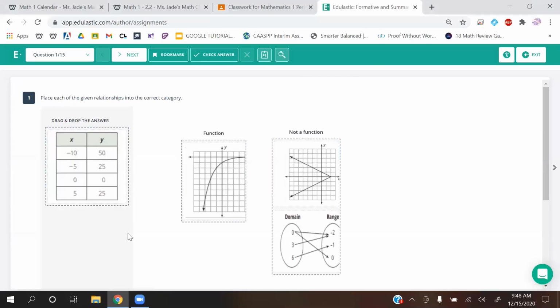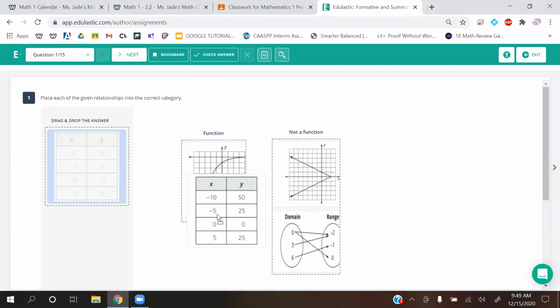Not a function. Okay, and then last but not least, we have our t table. So I'm just gonna use my mouse to point. This input has one output. This input has one output. This input has one output. This input has one output. Okay, and nothing repeated itself over here. It was a negative 10, negative 5, 0, 5. There was no repeating numbers. So that means this is a function because every single input only has one output. All of these inputs only have the output that's right next to it, and none of these repeat it. There's not a second 5 here and then like a 9 or something like that. So this is a function.